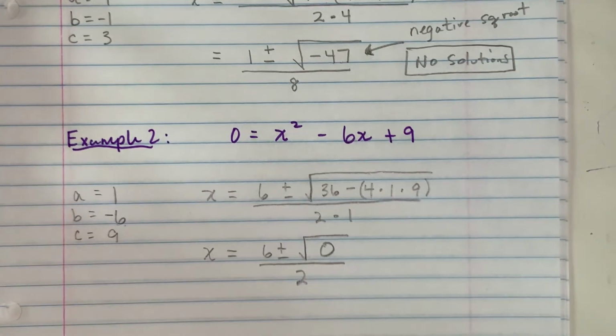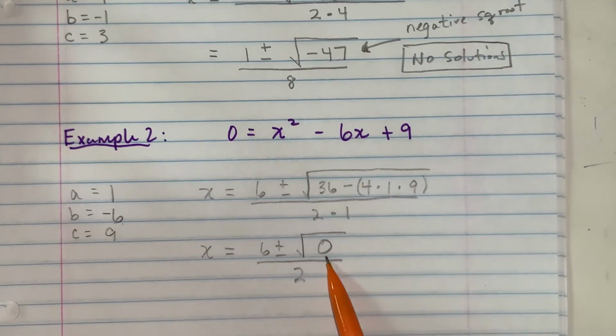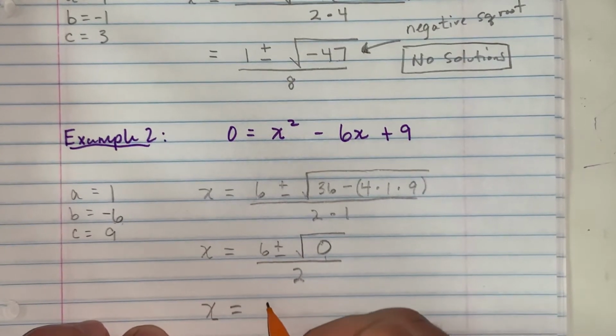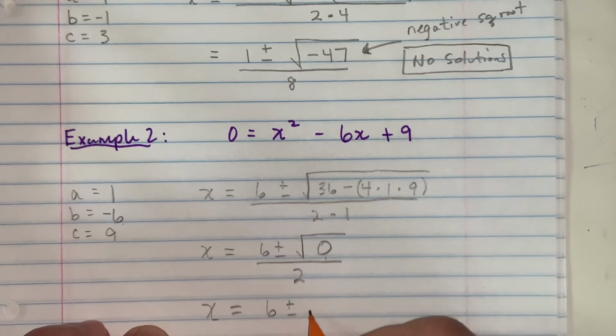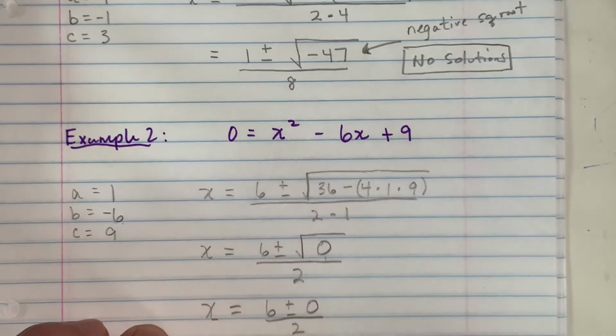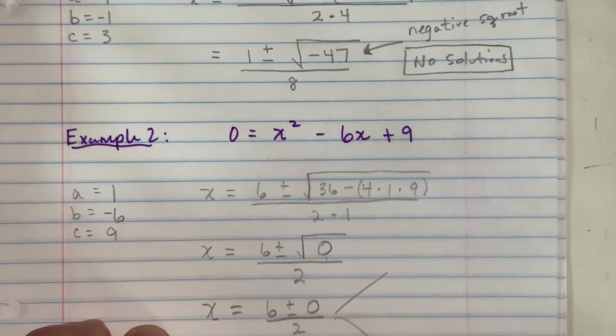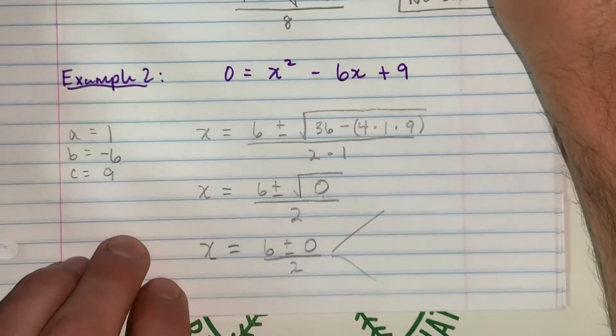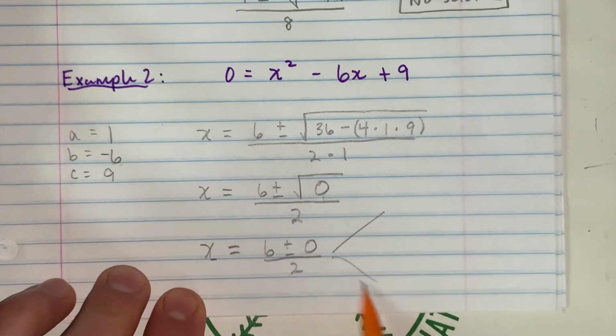2 multiplied by 1 would be 2. Square root of 0 is 0. Now, I'm going to write the next step here, but for now, we'll come to a conclusion. So 6 plus or minus 0. If I were to break this off into the two parts like we did in yesterday's video, I'm going to have the same: 6 plus 0 divided by 2 is the same as 6 minus 0 divided by 2.